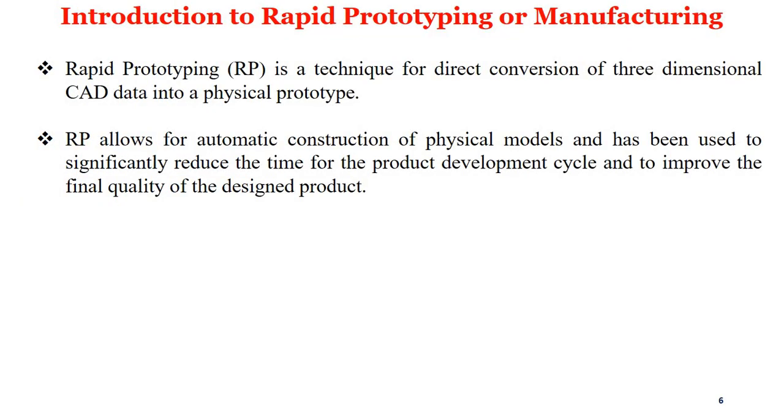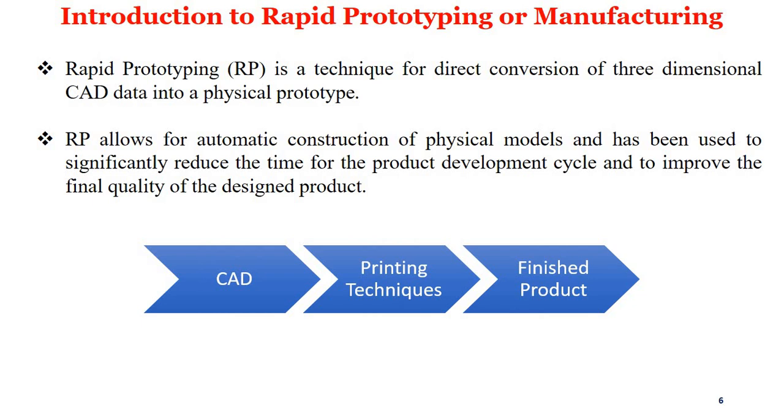Introduction to rapid prototyping or manufacturing. Rapid prototyping is a technique for direct conversion of three-dimensional CAD data into a physical prototype. In that technique, first we have to prepare the CAD model. After that, we have to convert that CAD model into an STL file, and the STL file is sent to the machine. So we print our model as a physical prototype, and we get our finished job.